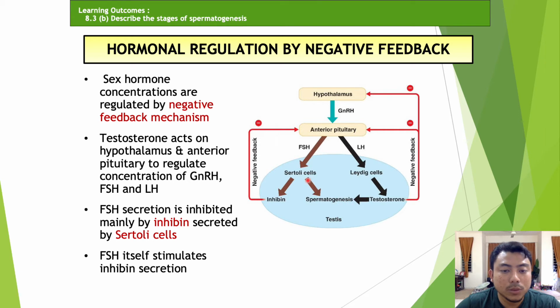Okay, and also these Sertoli cells will produce the hormone inhibin. This hormone inhibin will inhibit, the negative symbol means inhibit, it will stop the anterior pituitary gland's function of producing FSH. So FSH itself stimulates inhibin secretion. Okay, so that is what it means.